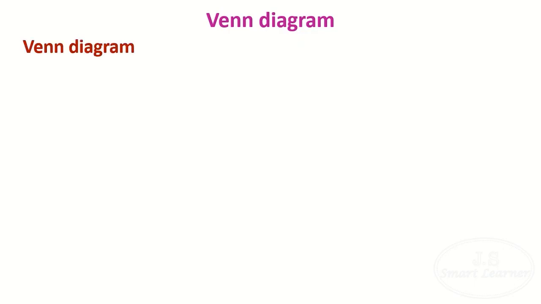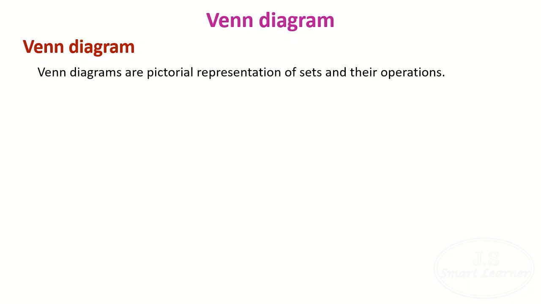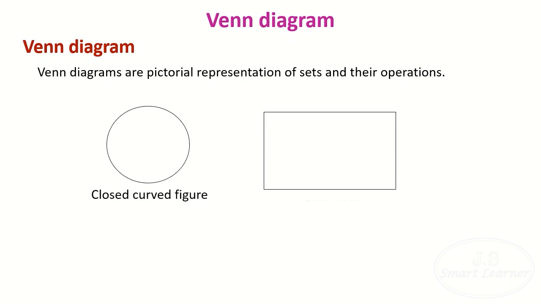Venn diagrams. Venn diagrams are pictorial representations of sets and their operations. Basically, we use closed curved figures and a rectangle. The closed curved figure is used to represent individual sets, and the rectangle is used to represent the universal set, which contains many sets. Next, operations on sets using Venn diagrams.